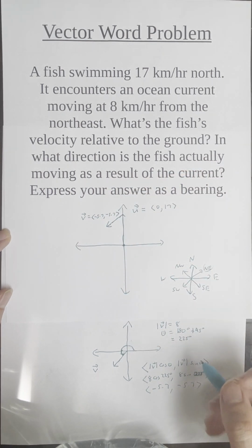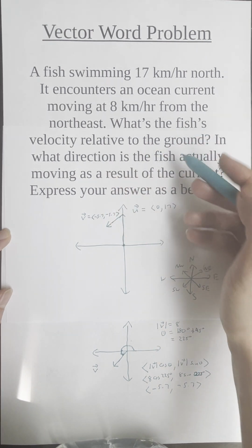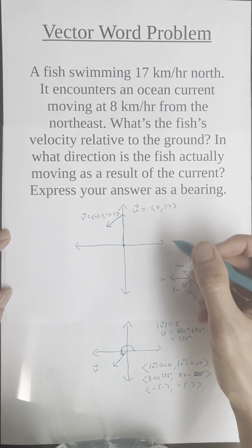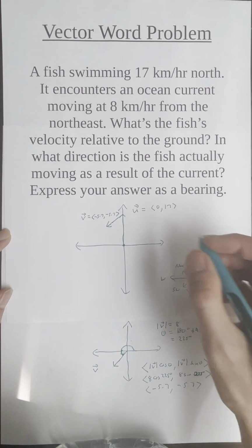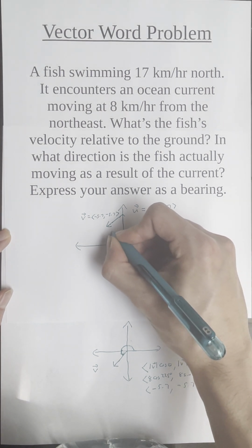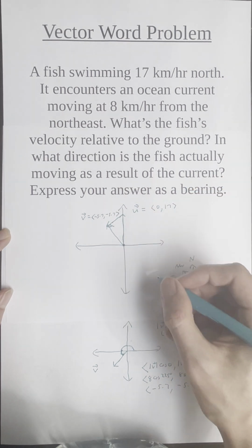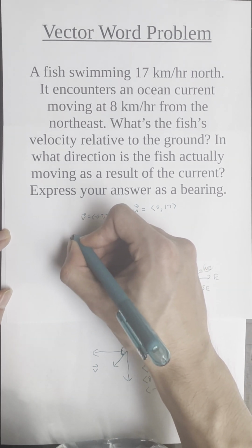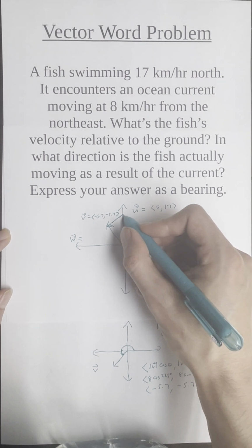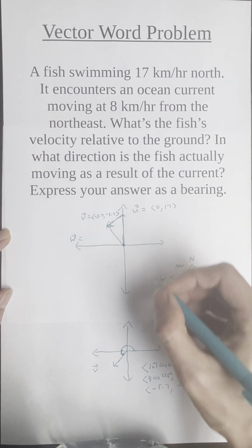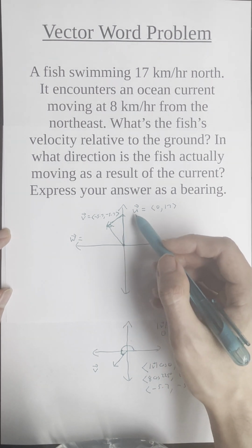Okay, but the question is asking for what? The velocity relative to the ground. So what vector is that going to be? It's going to be this vector. Okay, and how do we get this vector? I'm going to call it vector w. So this vector plus this vector is equal to this vector. So we can get it by adding vectors u and v.